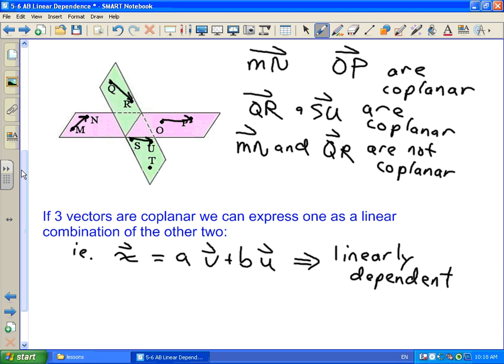So if three vectors are coplanar, they're linearly dependent. If three vectors are linearly dependent, then they must also be coplanar. Okay? And this is sometimes written as 0 equals x plus av plus bu. That you can take all three of these vectors, add them together, and end up with 0.